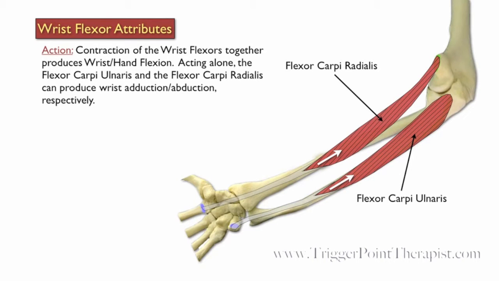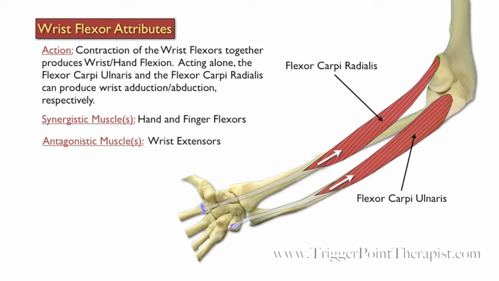Contraction of the wrist flexors together produces wrist and hand flexion. Acting alone, the flexor carpi ulnaris and the flexor carpi radialis can produce wrist adduction and abduction respectively. The hand and finger flexors assist the wrist flexors during wrist and hand flexion, and the wrist extensors oppose the wrist flexors during wrist and hand flexion.